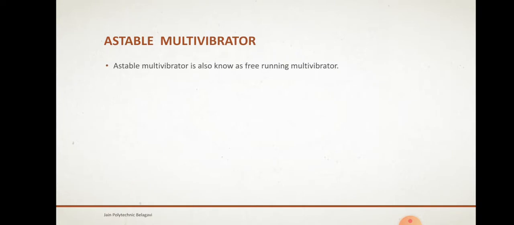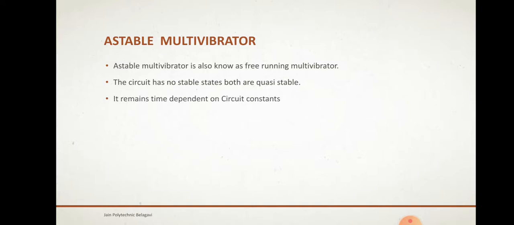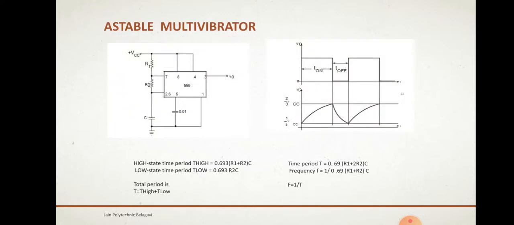An astable multivibrator is also known as a free running multivibrator. The circuit has no stable states; both are quasi-stable states. It remains time dependent on the circuit constants. Astable multivibrators are extensively used as clock generators in digital systems. The figure shows the timer based astable multivibrator circuit.